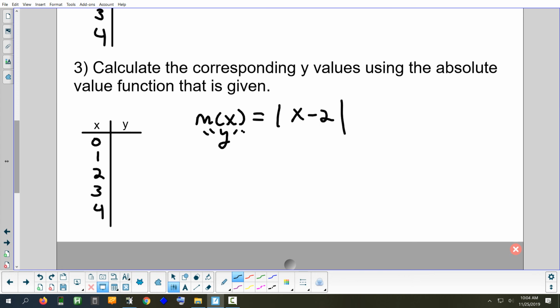What's 0 minus 2? And what's the absolute value of negative 2? 2. My next x value is, Joe, what's my next one? 1. What's 1 minus 2? Negative 1. What's the absolute value of negative 1? 1. Perfect. Gianna, what's my next x value? 2. What's 2 minus 2? 0. And what's the absolute value of 0? 0. Now, watch what happens with the next two answers.